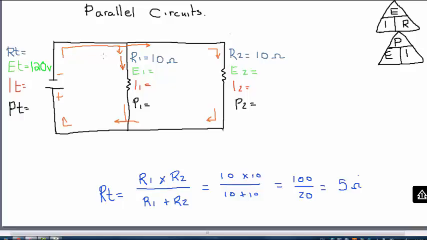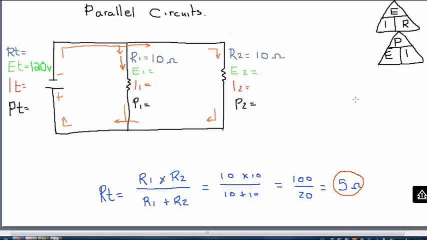So if we want to know that we're on the right track here, we can say my total resistance in this case is 5 ohms, and each individual resistor is 10 ohms, 10 ohms there and 10 ohms over here. So it sounds right.